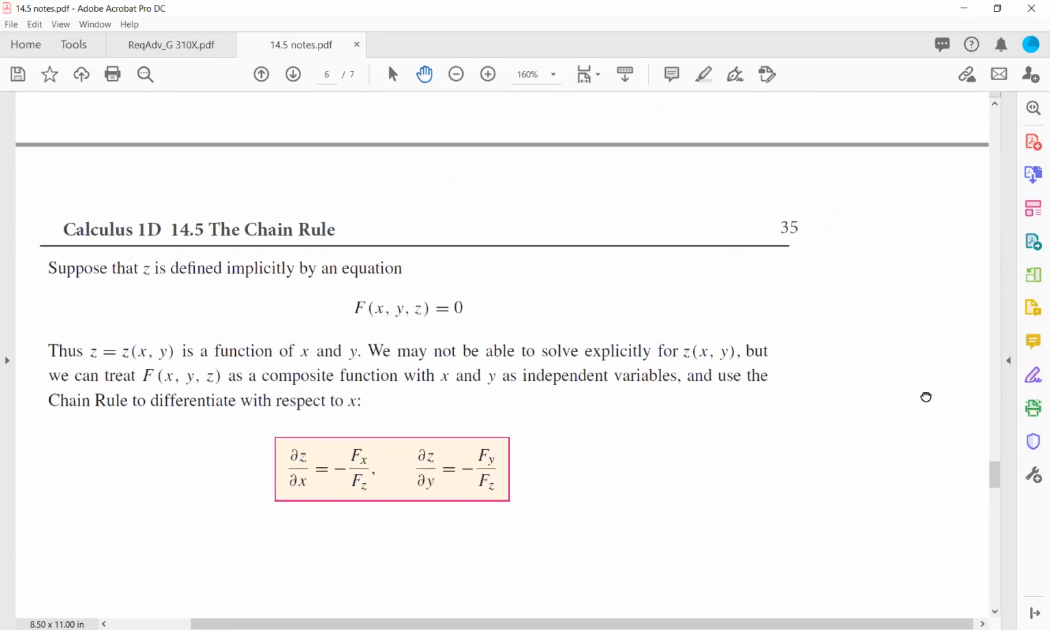So suppose you have a function in 3 variables, x, y, and z. And note that z is a function in 2 variables, x and y. How do we take the derivative of z with respect to x, and with respect to y? The partial derivative of z with respect to x is minus the partial derivative of f with respect to x divided by the partial derivative of f with respect to z, and the partial derivative of z with respect to y is minus the partial derivative of f with respect to y divided by the partial derivative of f with respect to z.